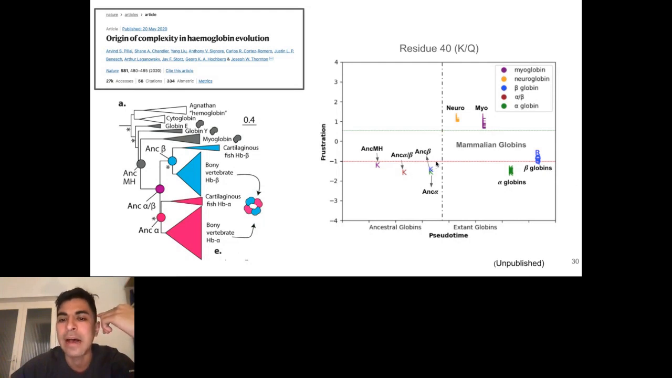And then after the divergence, we observed that alpha globins retained the ancestral lysine, whereas beta globins mostly changed to glutamines and became less frustrated. And you can see very interestingly here that neuroglobins and myoglobins, which are known to be monomeric, completely decreased the conflict by replacing the lysine with leucine, which is hydrophobic. Because they are monomeric, they don't need an exposed conflict to cause problems. So this was very interesting.